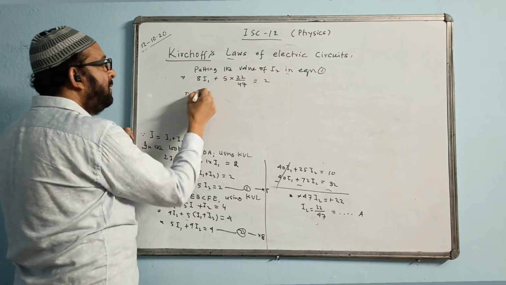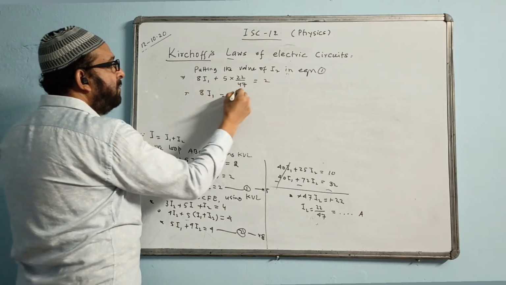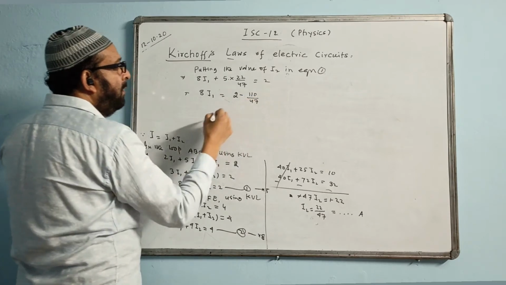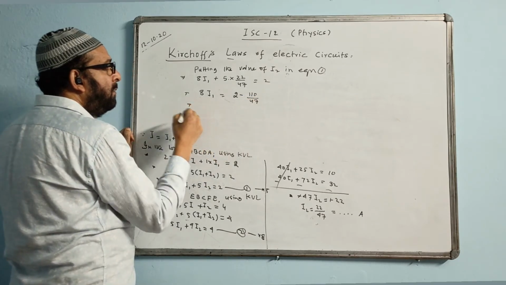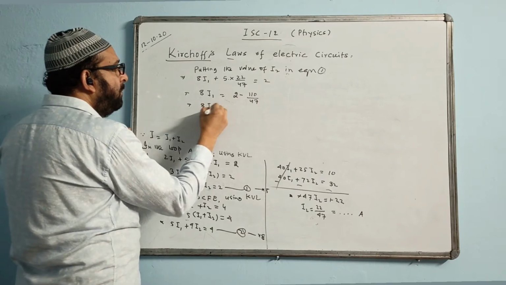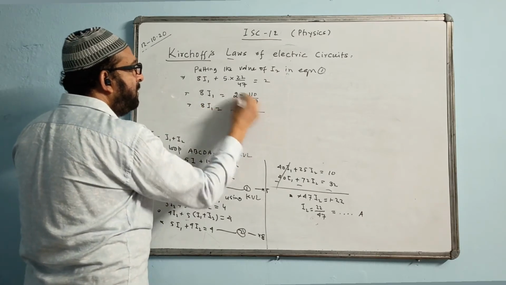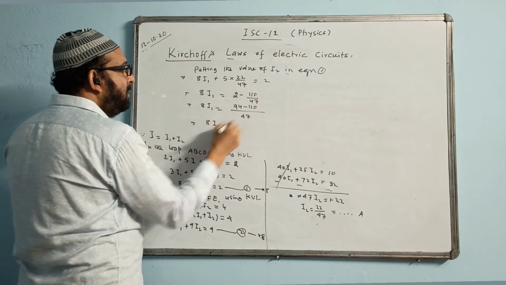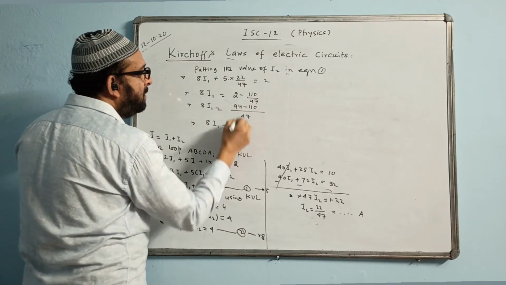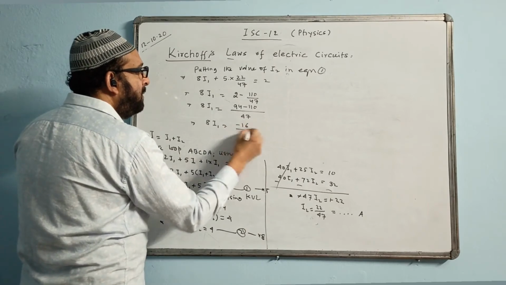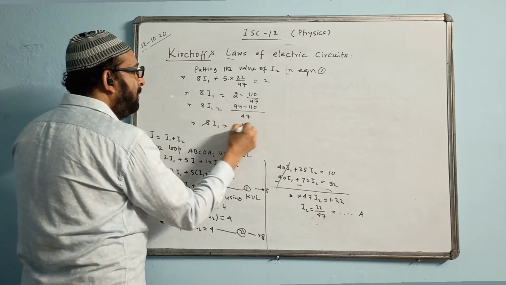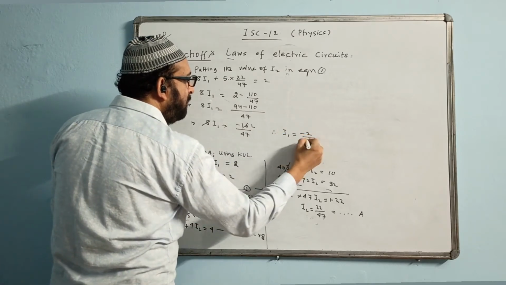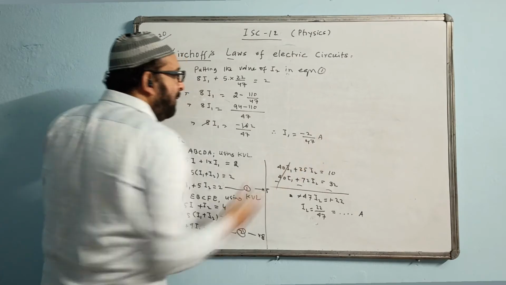This will go to the other side. It becomes 8I1 is equal to 2 minus 110 by 47. Take LCM, 47 is the LCM. 94 minus 110. So 8I1 answer is subtraction, minus 16 by 47. 8 times 2 will go. Therefore I1 answer is coming minus 2 by 47 ampere.